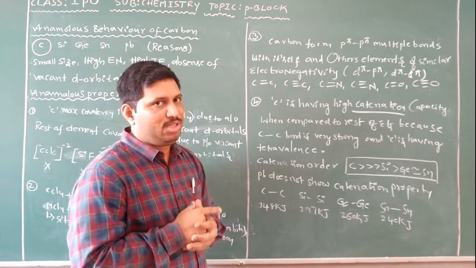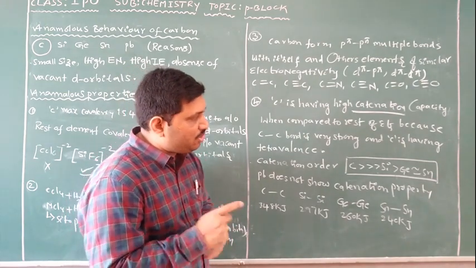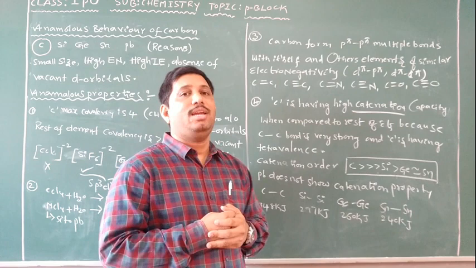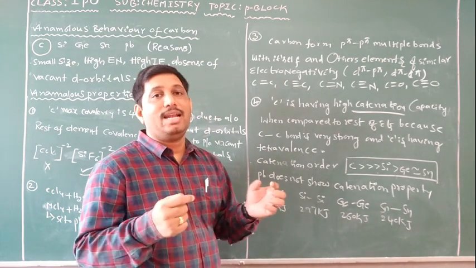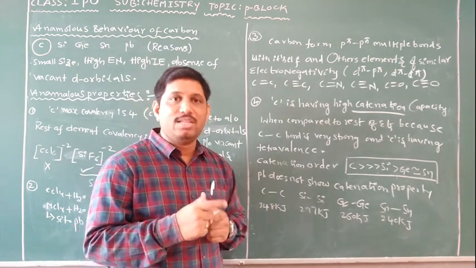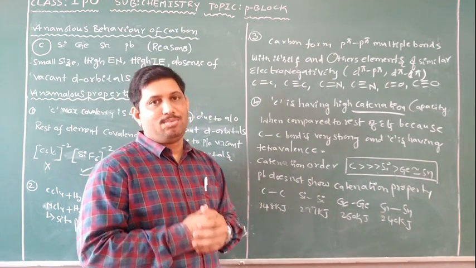From the examination point of view, they will ask: name the element which does not show catenation property. Lead. Because the lead bond will be very weak, it does not show catenation property.